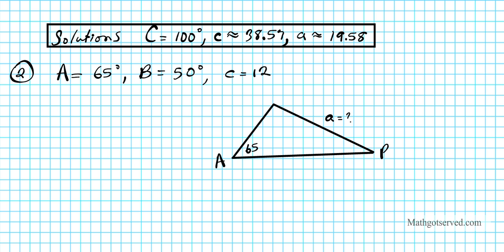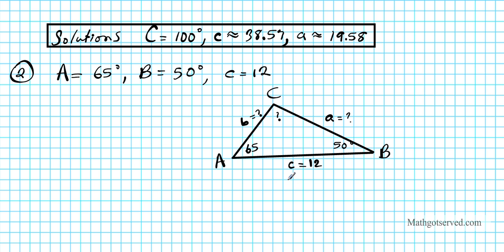Let's call this angle B, and angle B is 50 degrees. So this is angle B, the side opposite angle B has to be little b, okay? And then this is angle C, I don't know what that is. Side opposite angle C is little c. We know that that's 12 units long, all right? So we can see in this problem we need to find little a, little b, and big C.